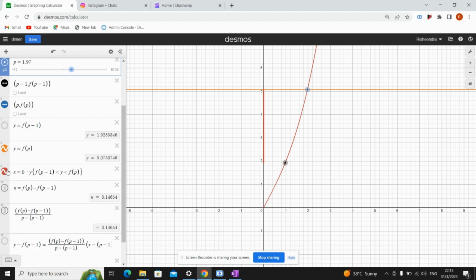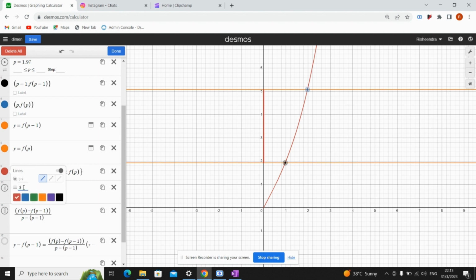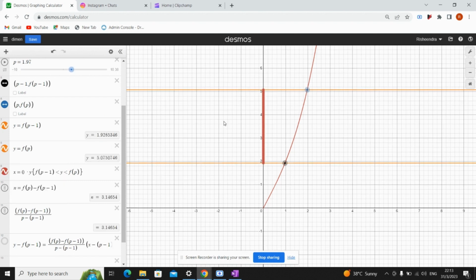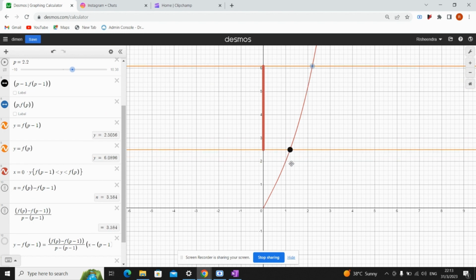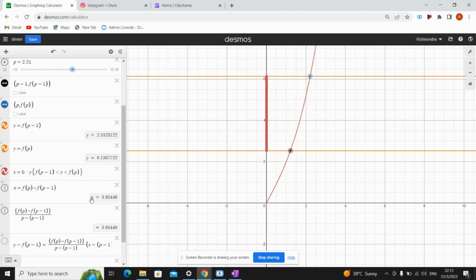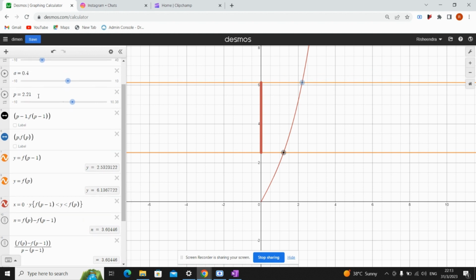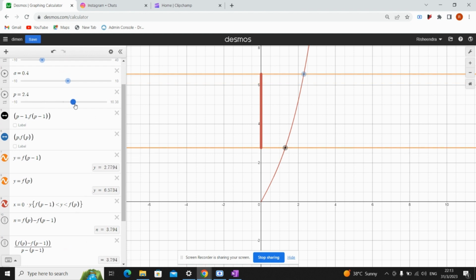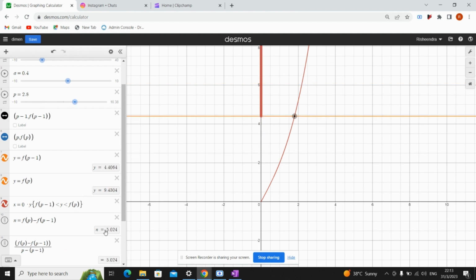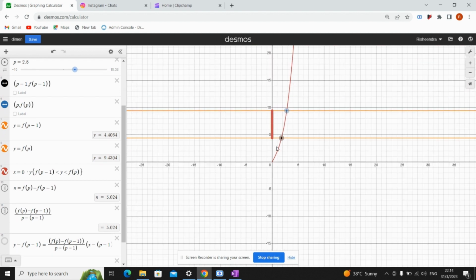You can observe the dark red line on the axis here. If you want, we can make it even darker. This dark red line is the distance traveled by the particle at the pth second. Here you see the dark red line value is 3.6 if p is equal to 2.21. We can change p. If p is equal to 2.8, the distance traveled by the particle at the 2.8th second is 5.